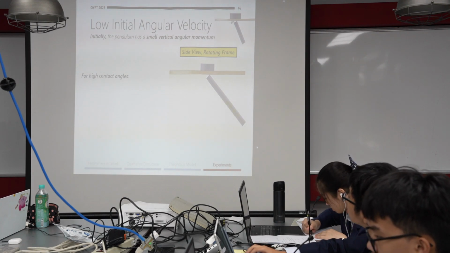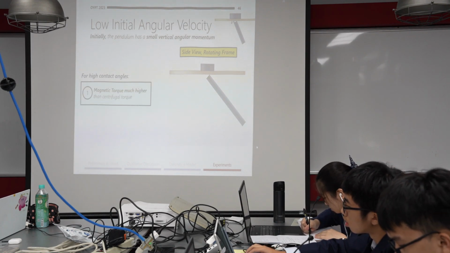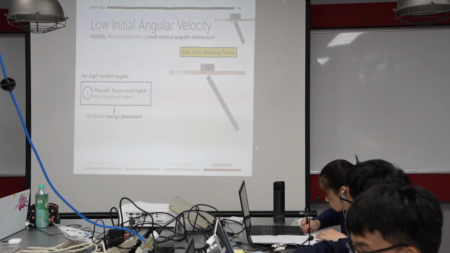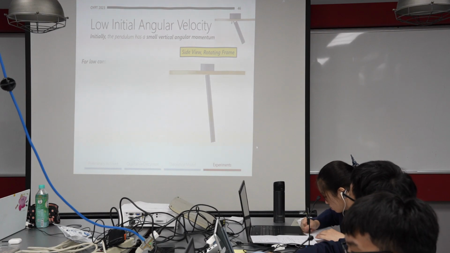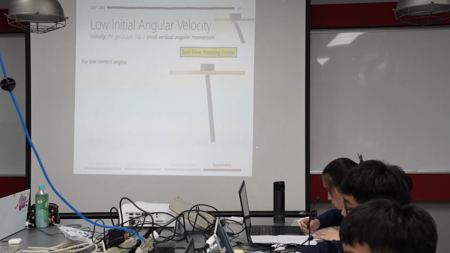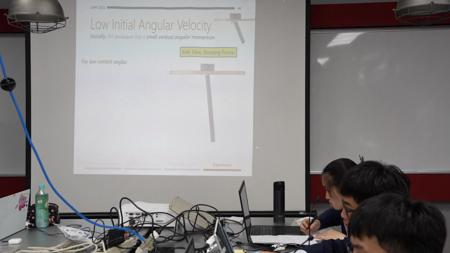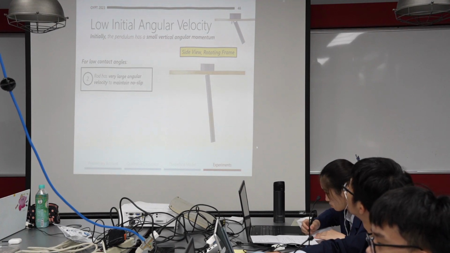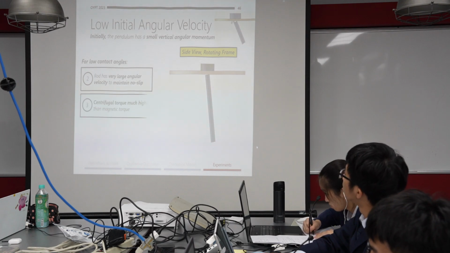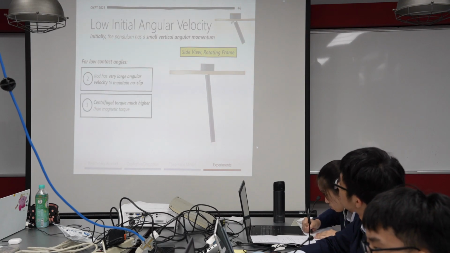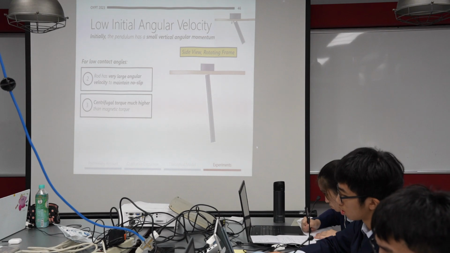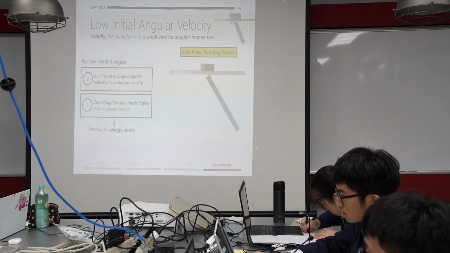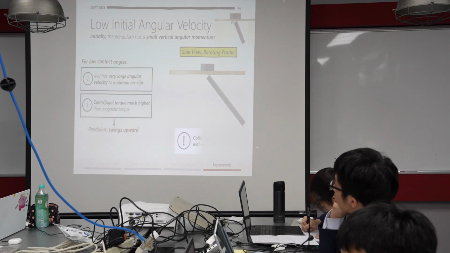the magnetic torque is much higher than the centrifugal torque due to the small initial angular velocity, causing the pendulum to swing downwards a lot. At lower contact angle, since the rod has been given a non-zero vertical component of angular momentum, to maintain the no-slip condition, the rod will have a very high angular velocity. This causes the centrifugal torque to be higher than the magnetic torque, ultimately causing the pendulum to swing upwards again. In summary, no collision occurs even with a low initial angular velocity.